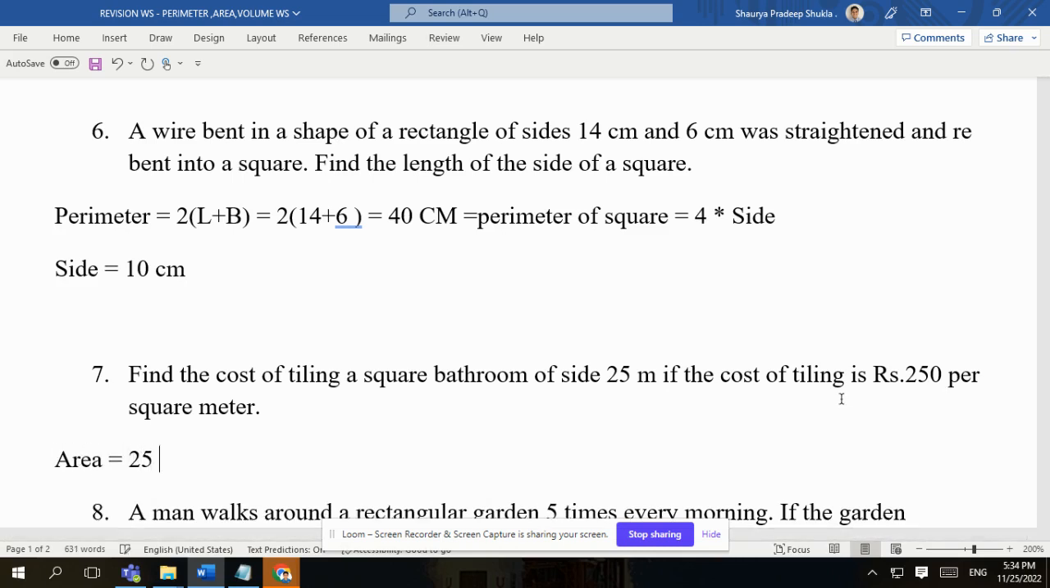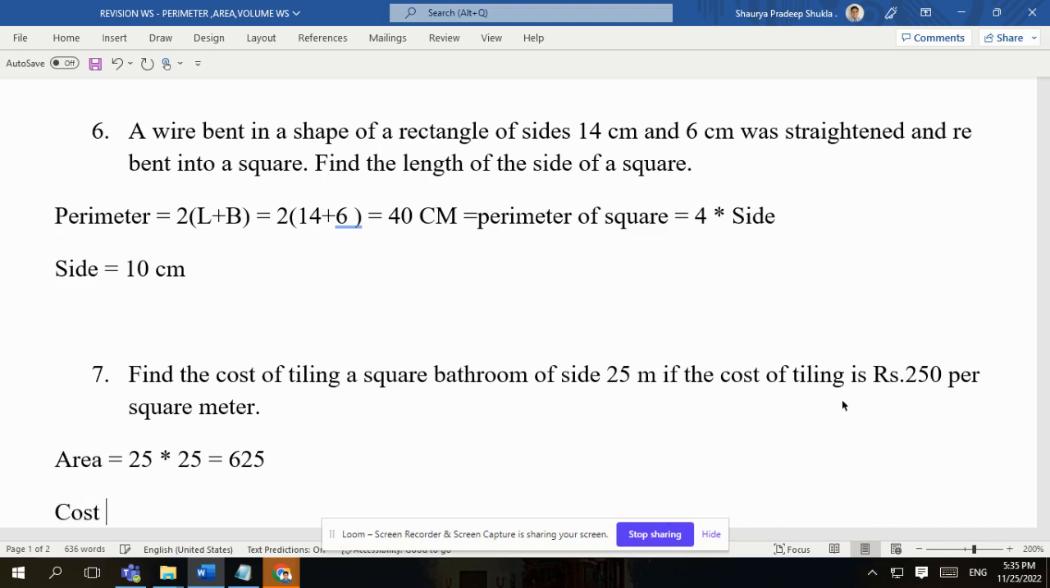I will do 25 multiplied by 25. It is nothing but 625. That is the total area of the square. Now I have to find the cost. In order to find the cost, we have to multiply 625 by 250. Okay, guys, once you solve this, you'll get the answer. I'm not going to solve it. I will just complete the answer.